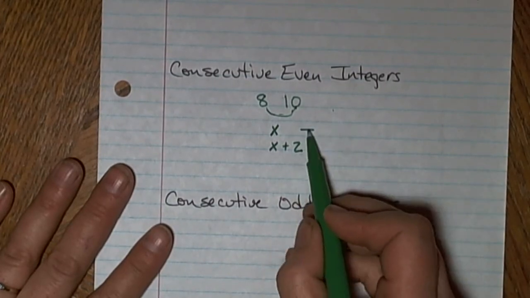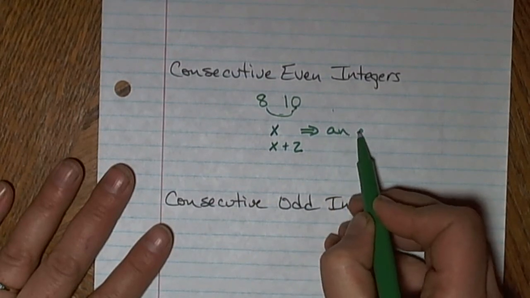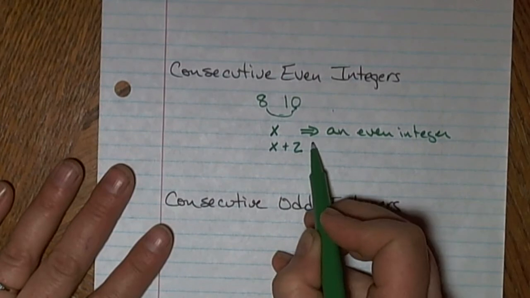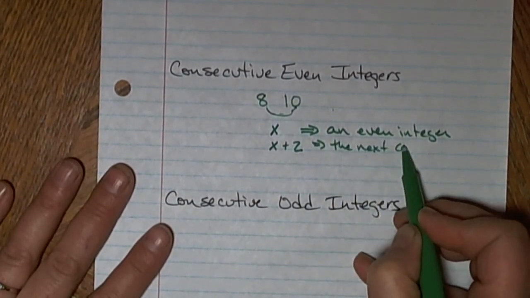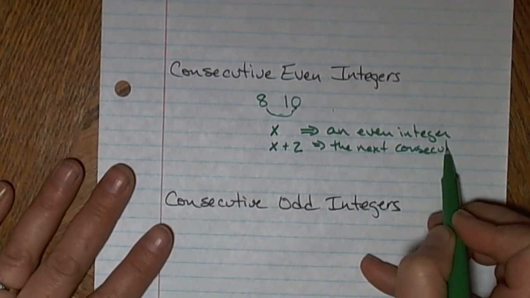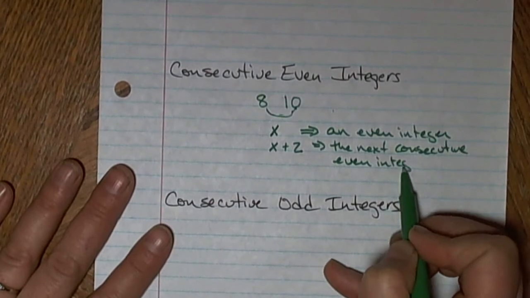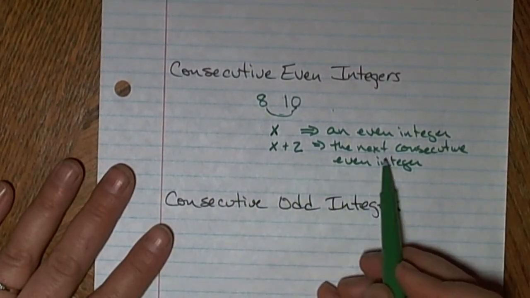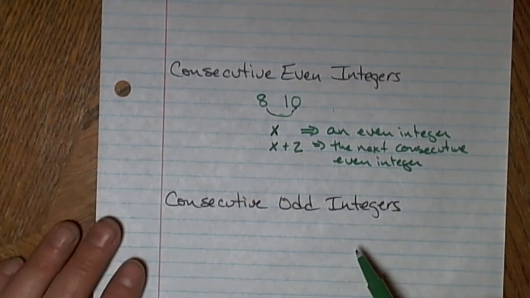I know they're even because I'm defining the first one as an even integer. And then the second would be the next consecutive even integer. So if I put any even integer in for x, if I added 2, I would get the next consecutive even integer, the next even integer in a row.